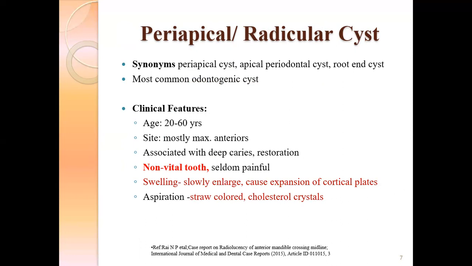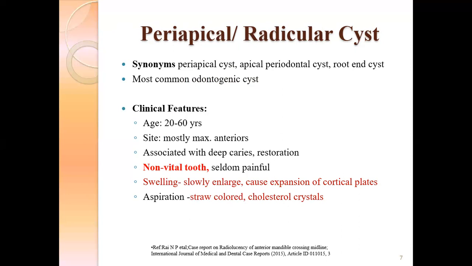Next lesion is the periapical cyst or the radicular cyst, and it is also known as a root end cyst or apical periodontal cyst, and this is the most common odontogenic cyst. The clinical feature includes this can range from 20 to 60 years. That is an adult life period.